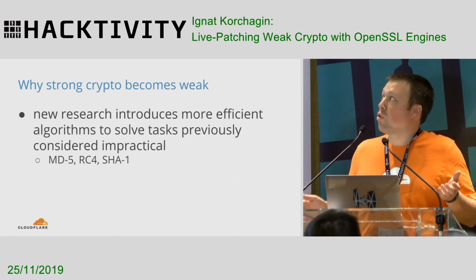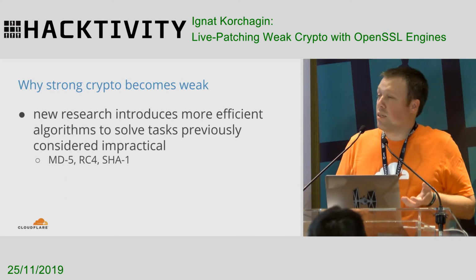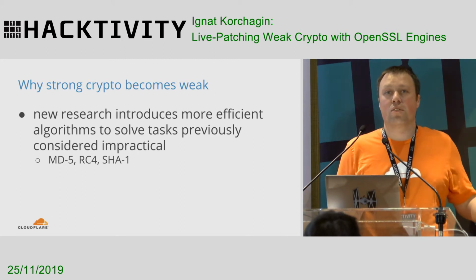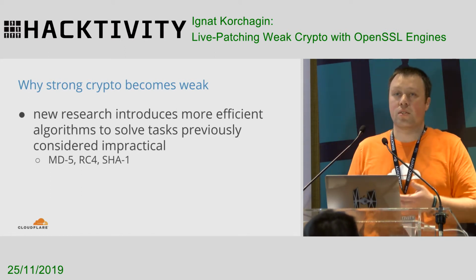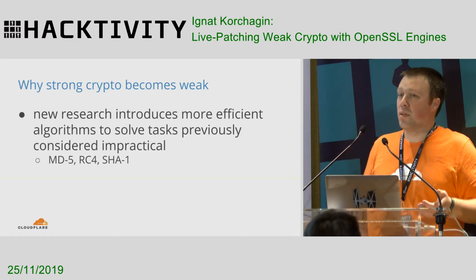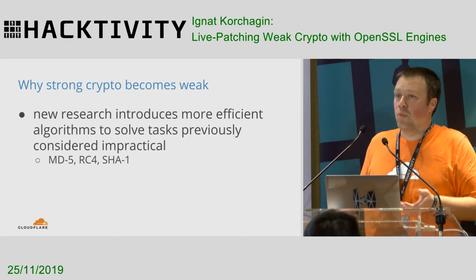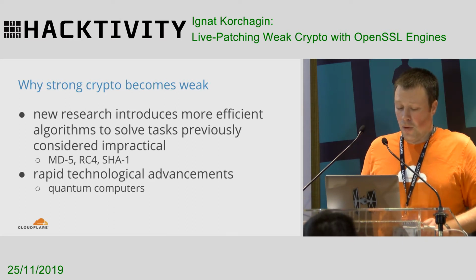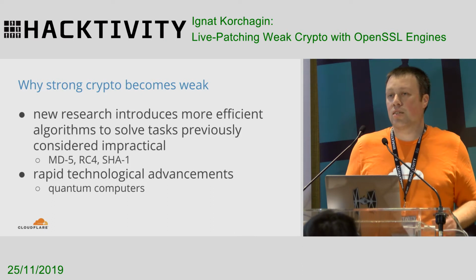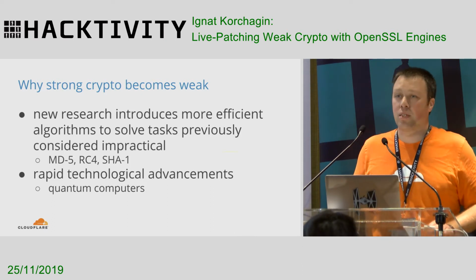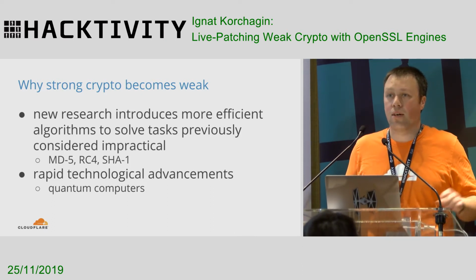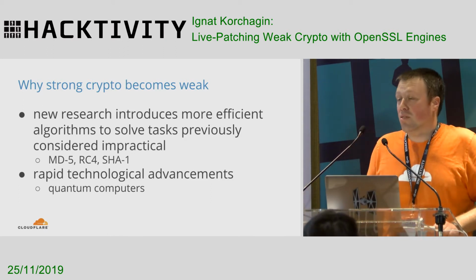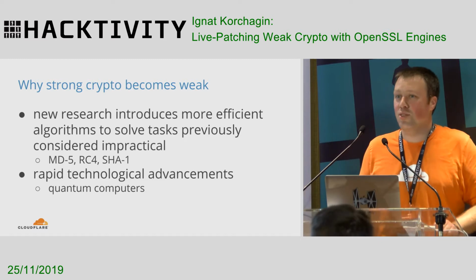So why might strong crypto become weak over time? Mathematicians just get smarter, right? Strong crypto is based on the fact that there are no efficient algorithms to break it, but sometimes people come up with ideas and they succeed. And also technology advances, so we are all scared about quantum computers, which will probably break most of what we know today about crypto. Maybe even cryptocurrency, I don't know. So don't trade too often.